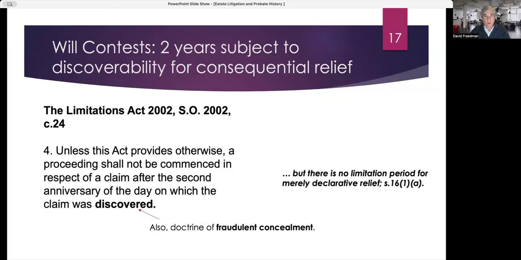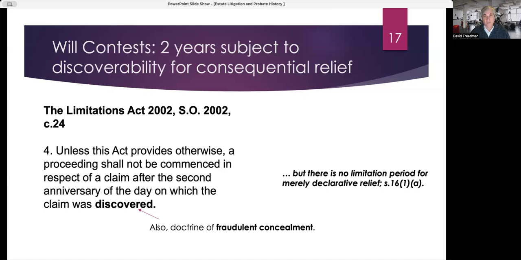If it's considered important for whatever reason to note that the will subject of probate is not valid, then a declaration can be obtained at any point, because there's no time limitation on declarative relief under Section 16, sub 1, sub A of the Limitations Act. Under the Limitations Act, Section 4, there's a 2-year period, which the law tells us is enforceable against estates.